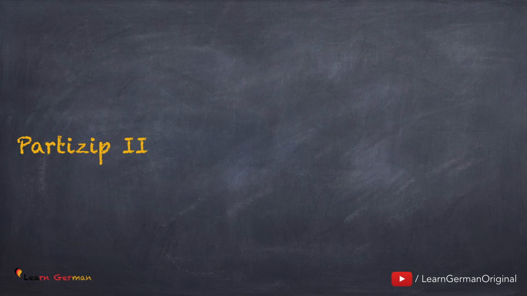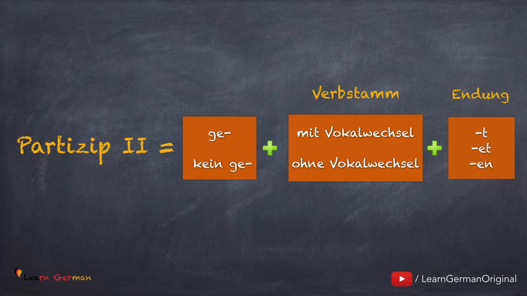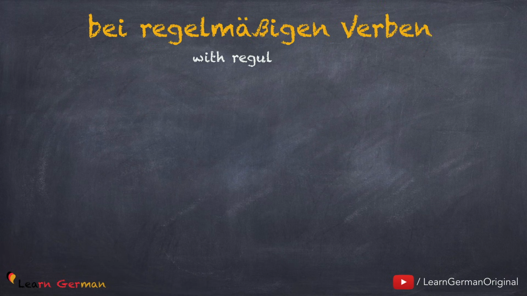Now we learn how to form the Partizip II. The basic rule is you can add a ge, or there is sometimes no ge, to the Verbstamm. This Verbstamm might have a Vokalwechsel or no Vokalwechsel. At the end, you can have either a t, or et, or en. This rule varies from verb to verb. Let's see how to make Partizip II for regular verbs.